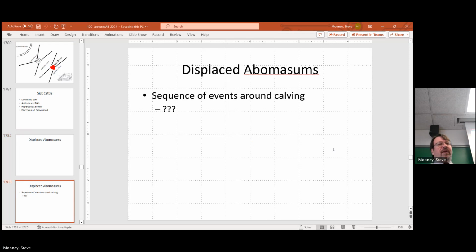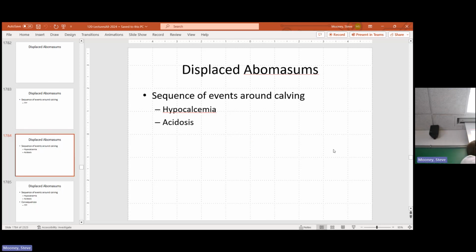So there's a certain sequence of events around calving that, to me, promotes these displaced abomasums. Now, anybody who's tried to do any research with DAs, well, we're going to do the perfect diet, small particle size, lots of starch, and all these cows are going to get DAs. It never happens. They try to make it happen, they can't. So we don't fully understand exactly what's going on. But when we're calving, we've talked about hypocalcemia. Why does that occur?